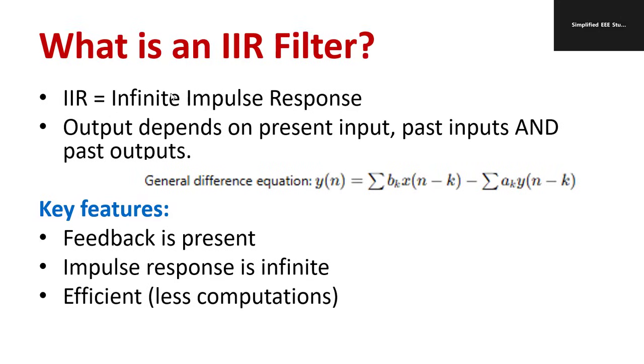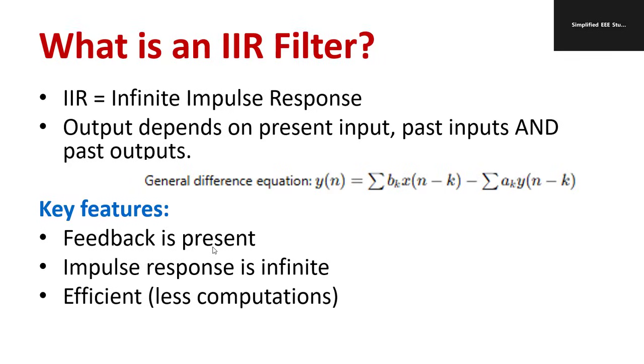First of all, let me introduce what is IIR filter. Define IIR filter. IIR stands for infinite impulse response. The output depends on present input and the past input. That is generally called an IIR filter. So remember, present and past input. The general difference equation will be in this form: y of n equals summation of b k x of n minus k, minus summation of a k y of n minus k. The key features of IIR filters are, definitely, there is a feedback.